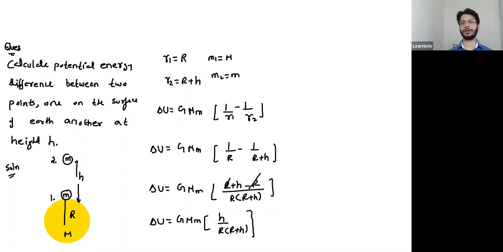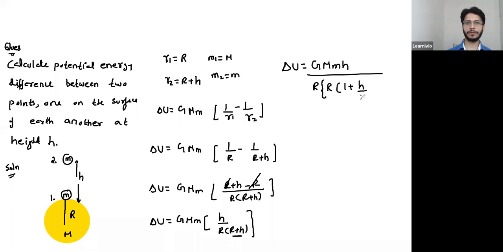Is it clear up to this point? Yes, sir. Next, we can take R common from this term. If I take R common, then this will be GMmH over R. From this R plus H, I'm taking one R as common, so inside I'm left with 1 plus H by R. Taking R common means dividing both the terms by capital R.